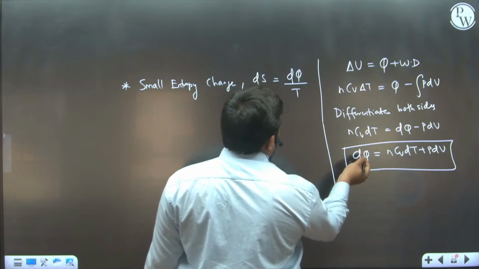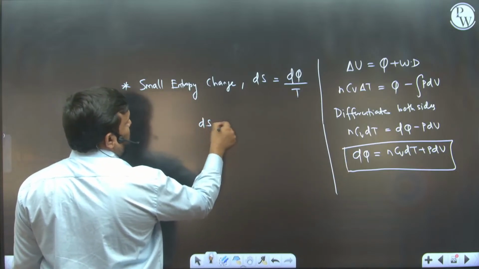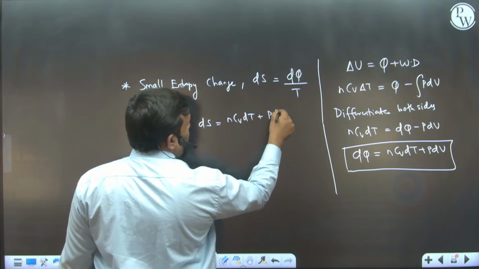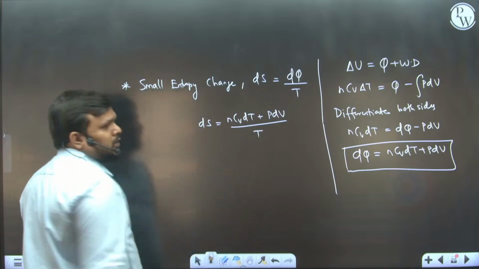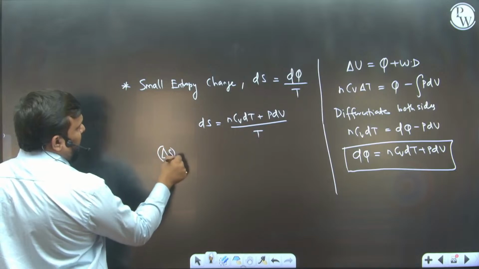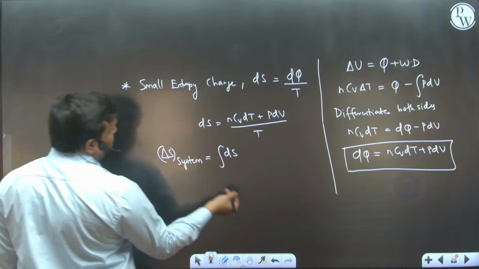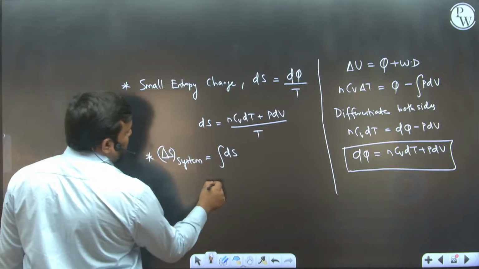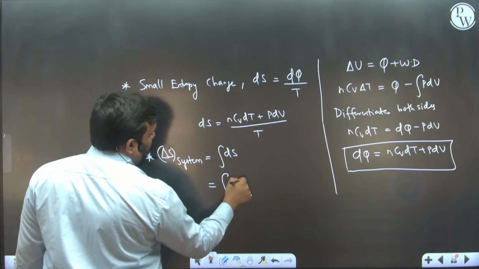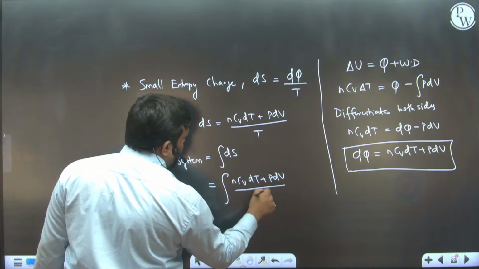This is the very important equation which we will put in dS is equal to dq by T: nCV dT plus PdV, the whole divided by T. This is the small entropy change. And now let us calculate the complete entropy change for the system by integrating this small entropy change dS. So we are getting this dS, and integration of this dS will be integration of nCV dT plus PdV, the whole divided by T.